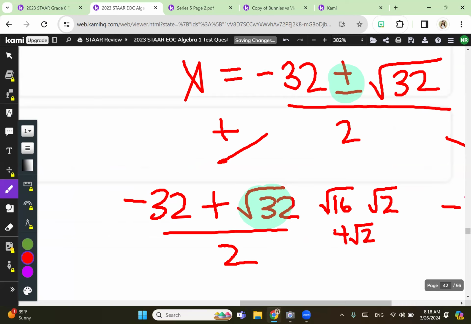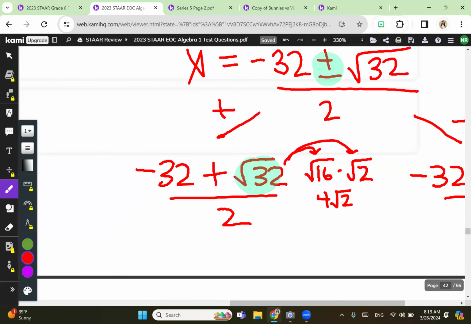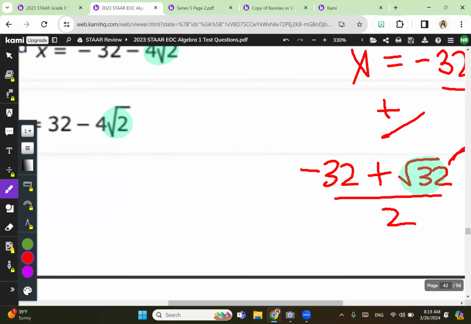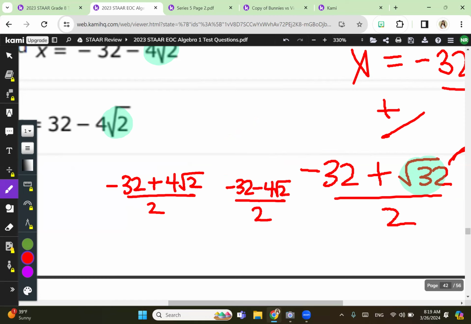Yes? This 32 right here splits into these two. And then the square root of 16 becomes 4. Bring down the square root of 2. So we're going to swap those out. That gives us, I'm going to have to come over to the side, negative 32 plus 4 square roots of 2 over 2 and negative 32 minus 4 square roots of 2 over 2.